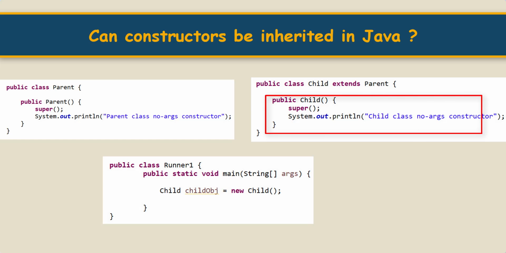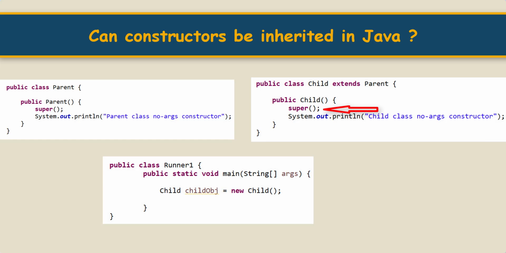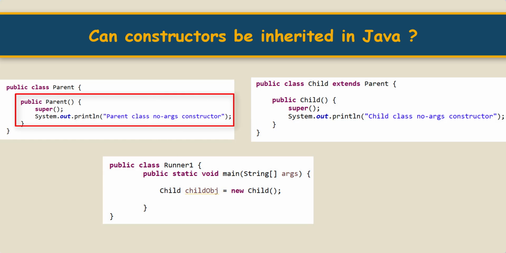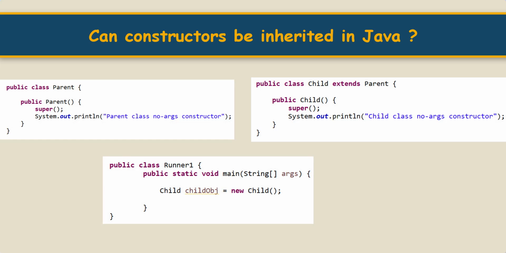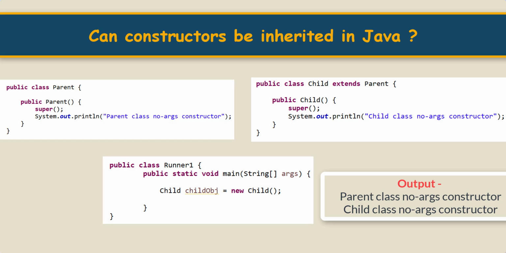From this child constructor, we know the super keyword will be there as the first statement. As it is super, it will call the constructor of its immediate parent. So first the parent constructor will be executed due to the execution of super, and after that the statement from the child constructor will be executed. First we will get parent no argument constructor, after that we will get child no argument constructor.